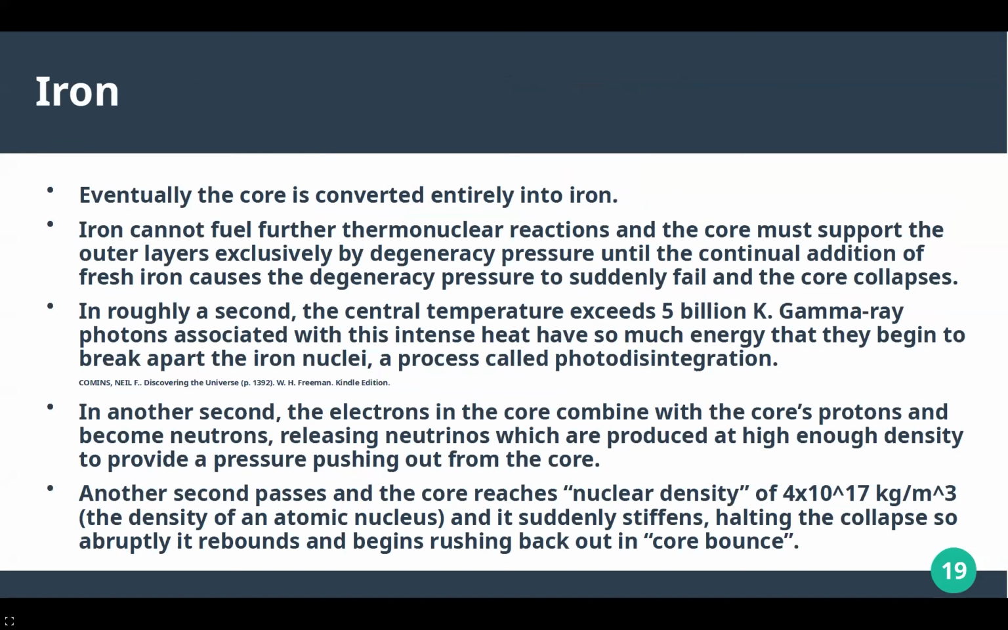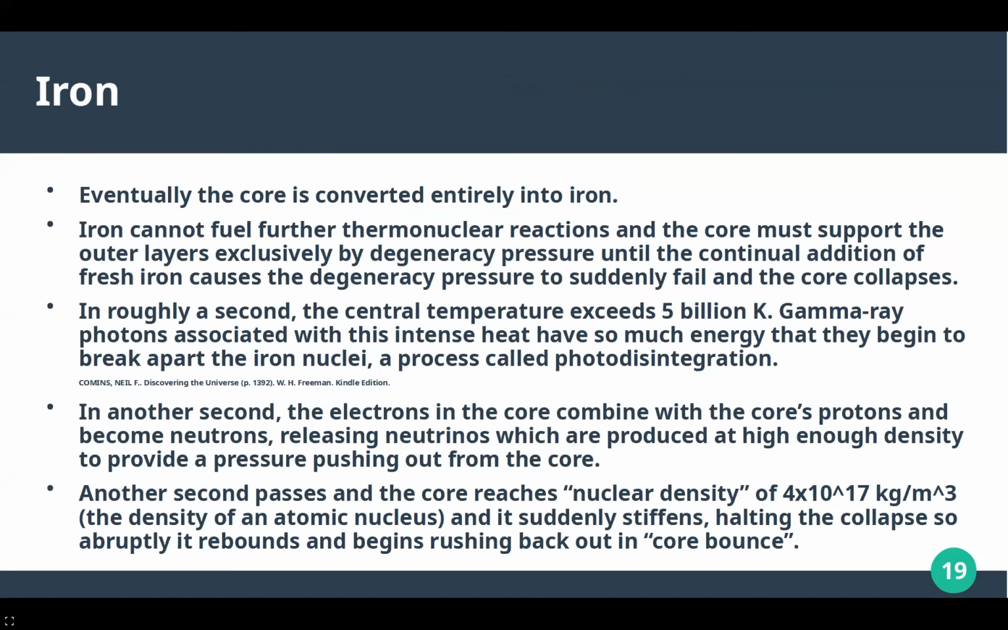In roughly a second, the central temperature exceeds 5 billion Kelvin. Gamma ray photons associated with this intense heat have so much energy that they begin to break apart the iron nuclei, a process called photodisintegration. In another second, the electrons in the core combine with the core's protons and become neutrons, releasing neutrinos, which are produced at high enough densities to provide a pressure pushing out from the core.